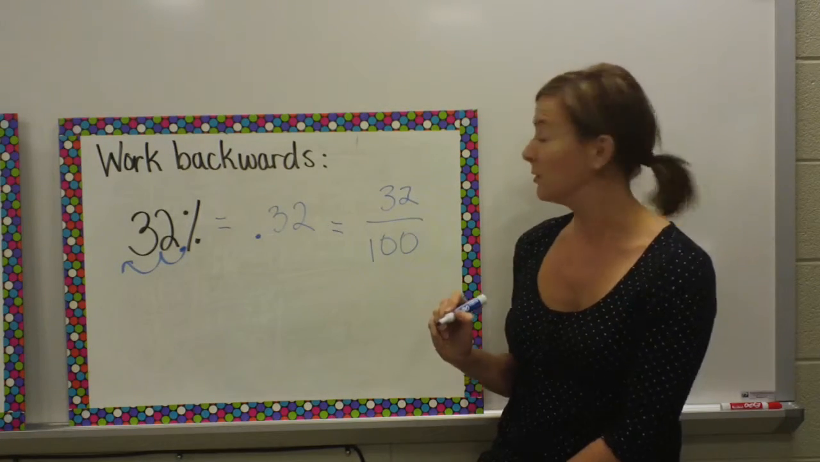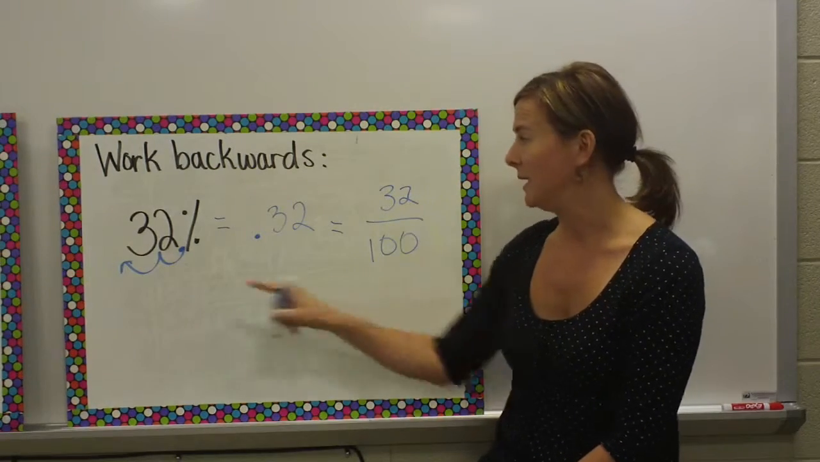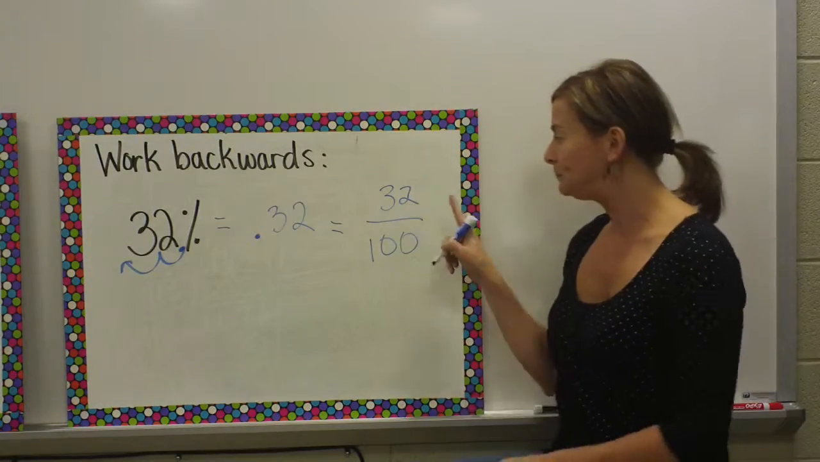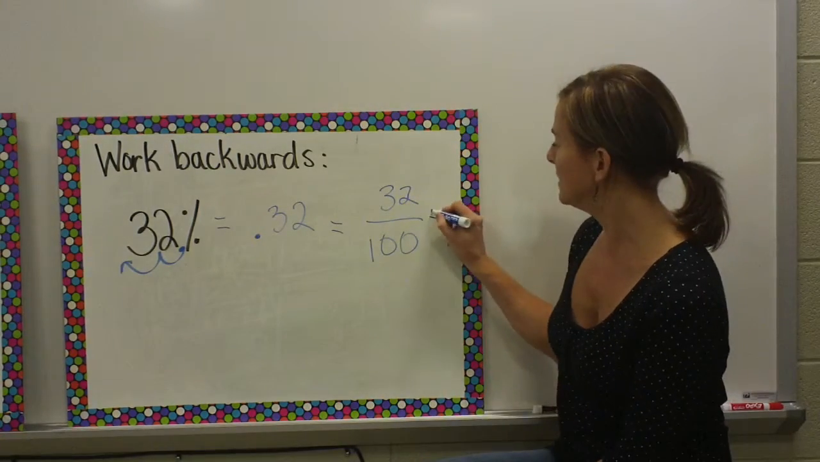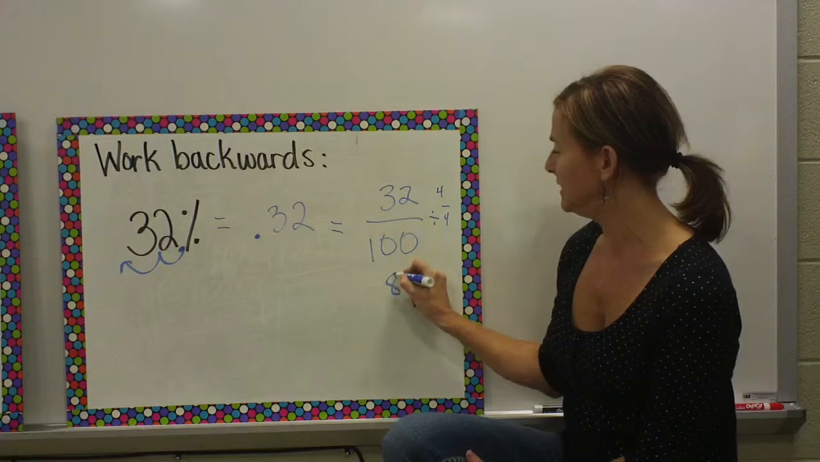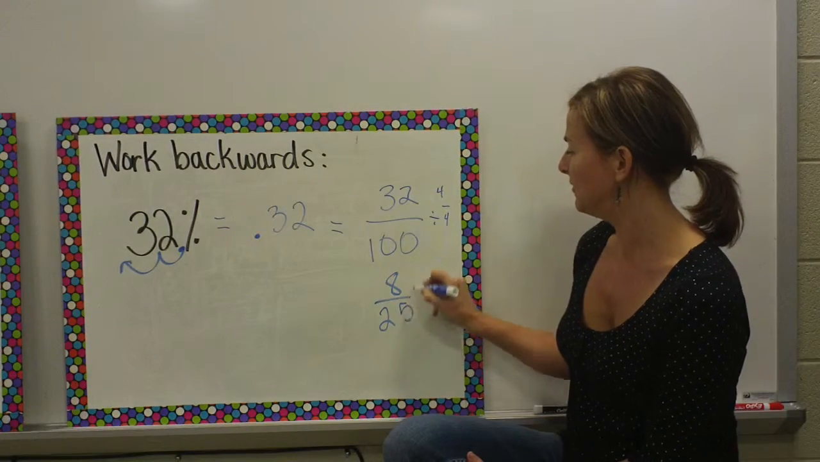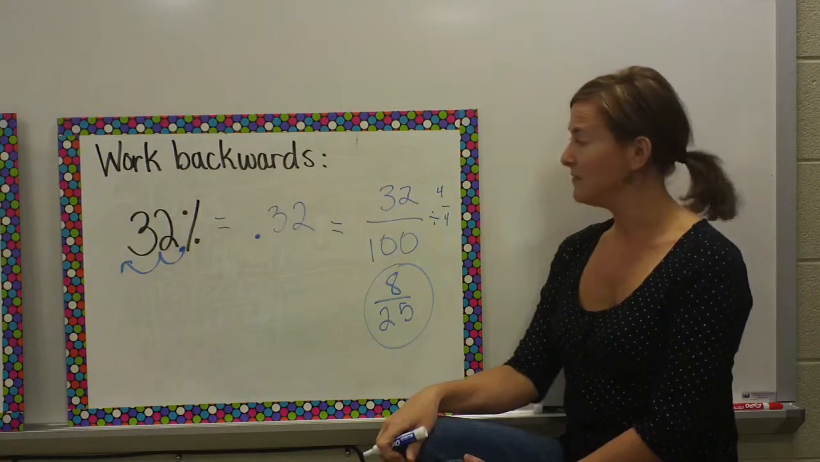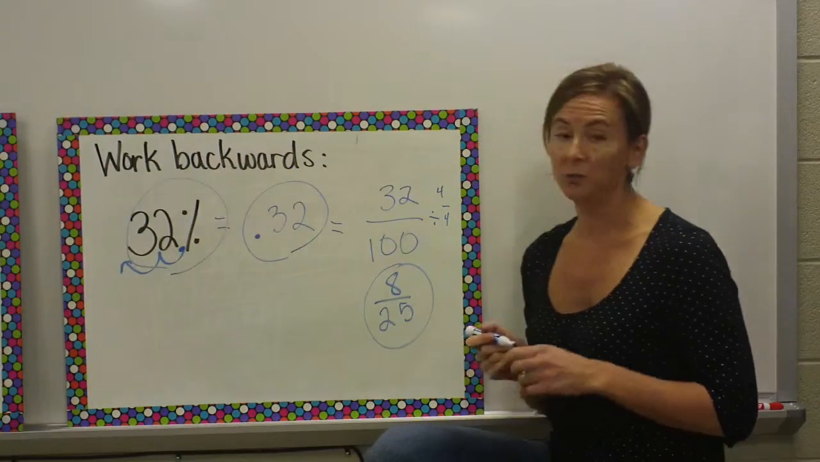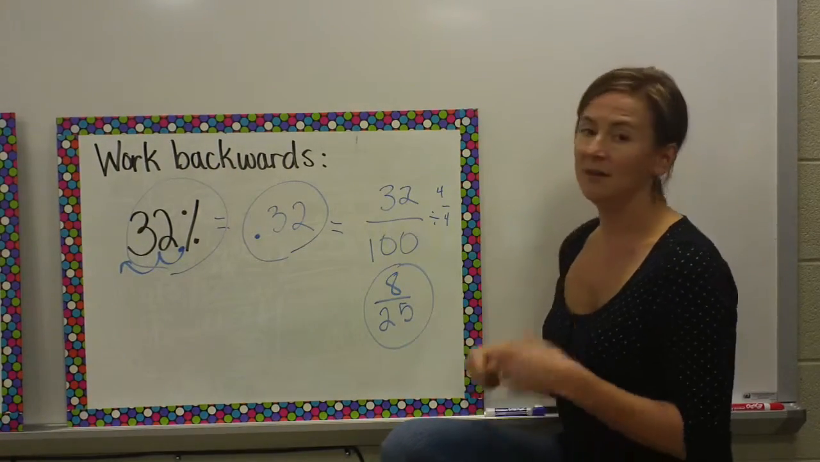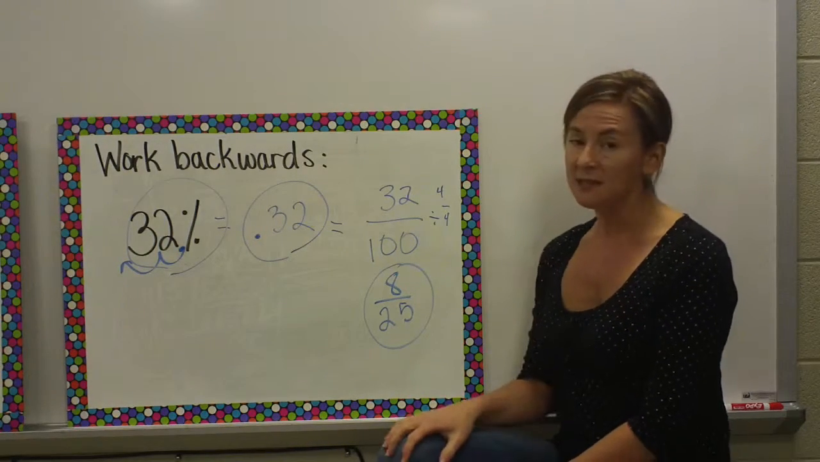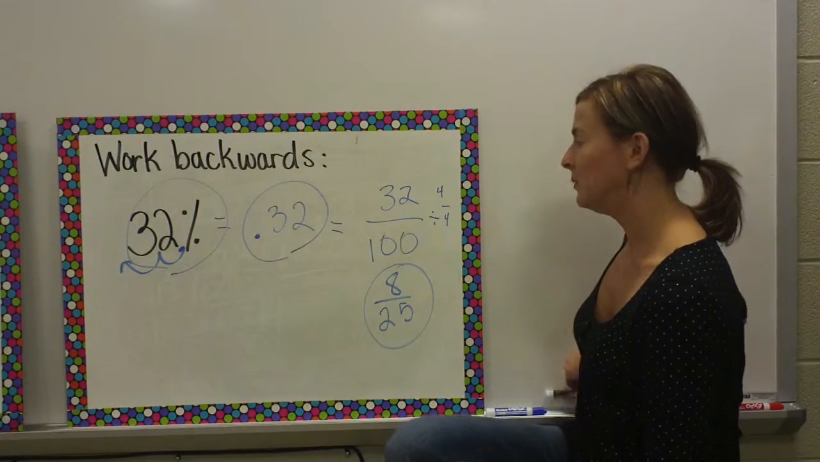So 32 over 100. Again, that makes sense because 32% is a number over 100, so 32 over 100. Don't forget though, I need to simplify this. And I know that I can divide both of these by 4. 32 divided by 4 is 8. 100 divided by 4 is 25. So 8/25 is the same as 0.32, which is the same as 32%. Remember that whatever number you're given, whether it's in a decimal format, percent, or fraction, using these simple steps, I can convert. We'll do one more.